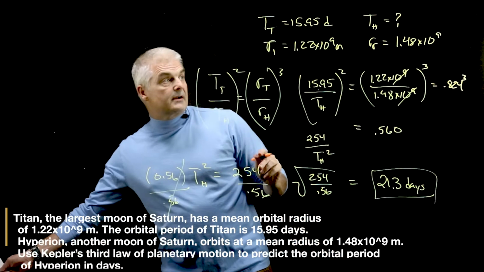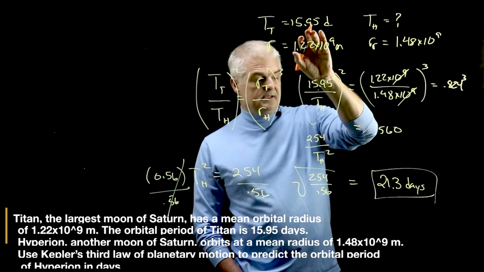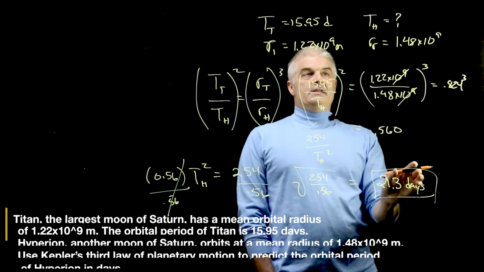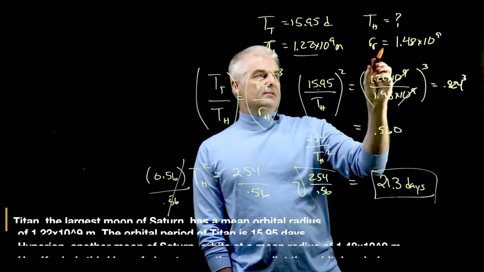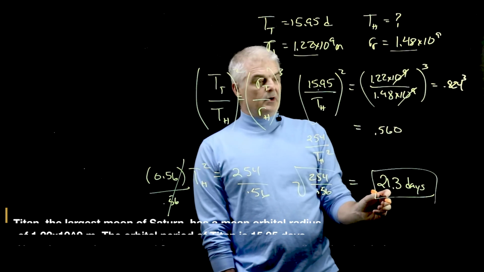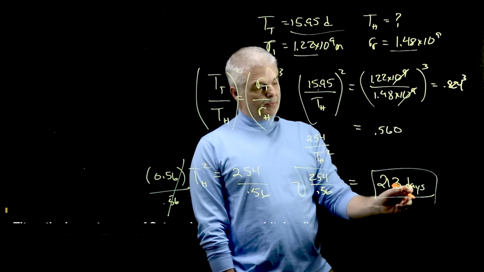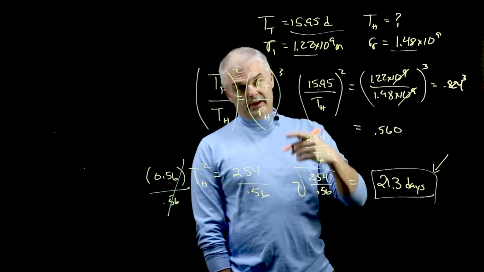So it makes sense, right? This one was 15 days, and this is 21 days. And look what happened to the radius. This went from 1.22 times 10 to the 9th to 1.48. So it's further away, so it's going to have a larger period, so 21.3 days.